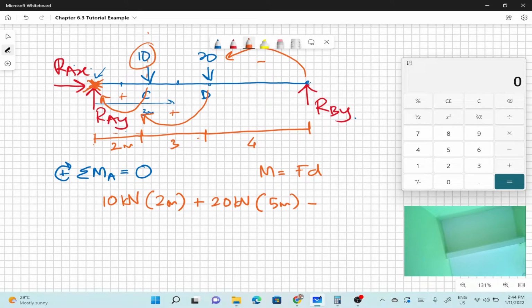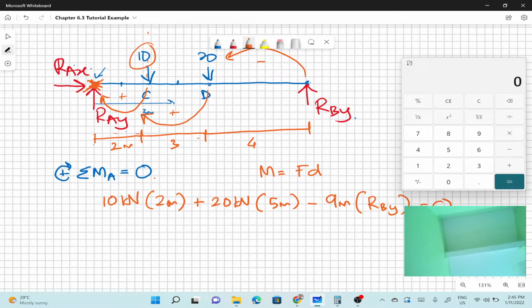And then we have negative because this one is anti-clockwise. And then we're going to have 2 plus 3 plus 4, which is 9 meters times RBY, and then it should be equal to 0. Don't forget, equal to 0. Why is this equal to 0? As I said before, we want to make sure that the resultant moment on our beam is always 0, so that it is in equilibrium.